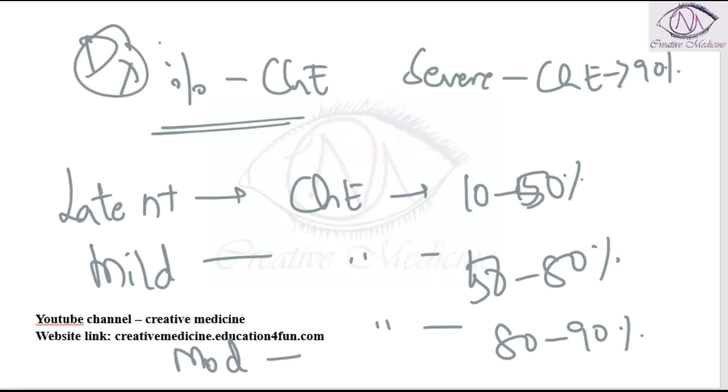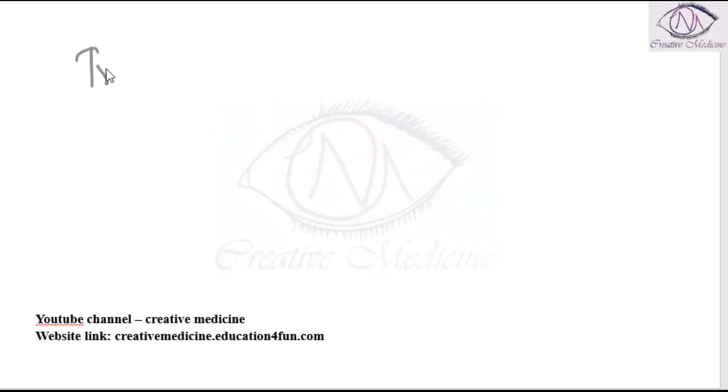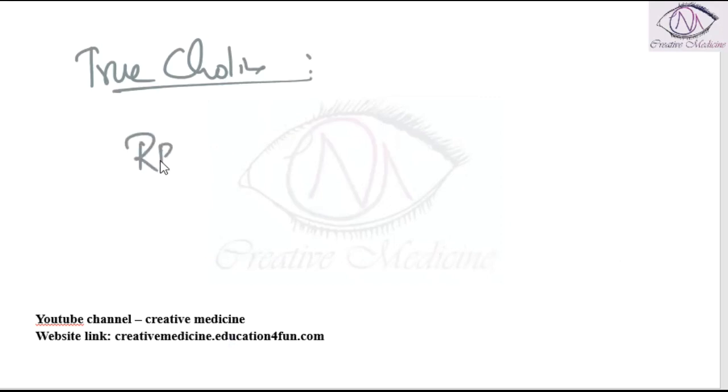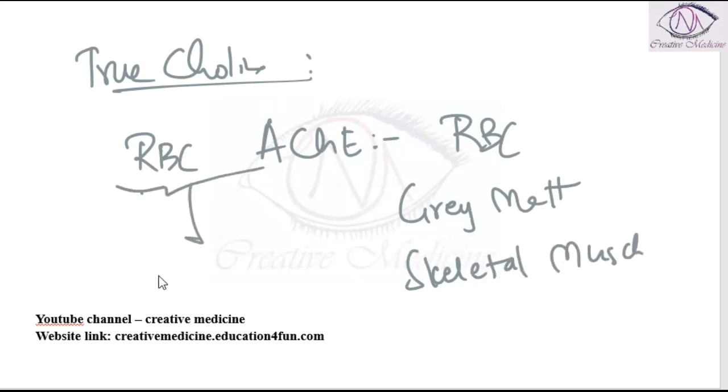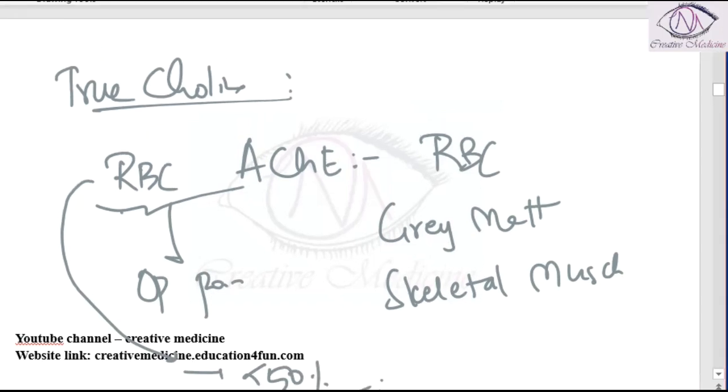True cholinesterase. True cholinesterase is RBC acetylcholinesterase. This true cholinesterase or RBC acetylcholinesterase is present in RBC, gray matter of brain and skeletal muscle. It is the most specific indicator of organophosphorus poisoning. Activity. If the activity of this enzyme is less than 50%, then it indicates poisoning.